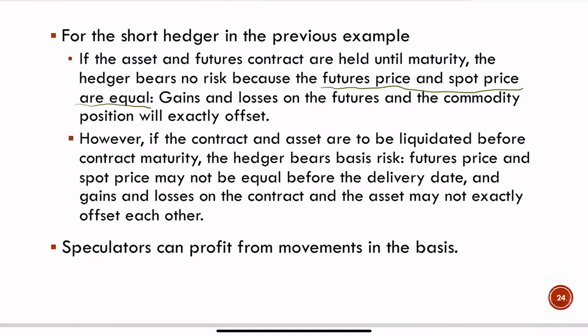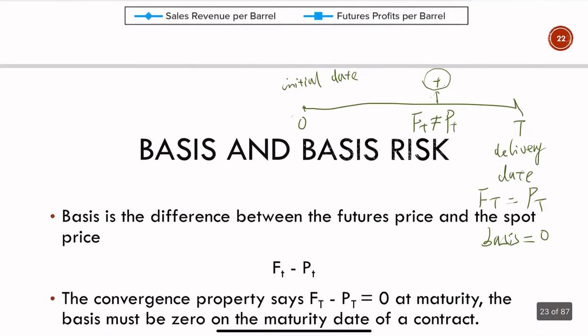And now you can see that it could be problematic if the basis is not 0. That is, if you wanted to liquidate your position before delivery date. That is, if you exit your position of futures contract on this date T, there's no basis risk because basis is always 0. But if you want to exit your position before this delivery date, let's say if you want to do it here, then you will have this basis risk.